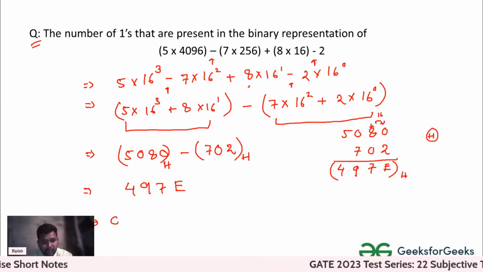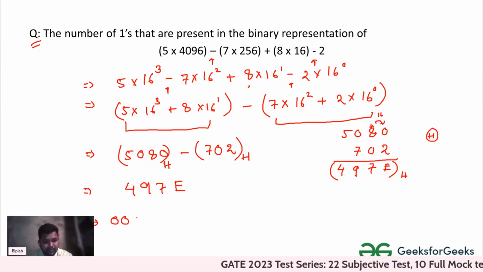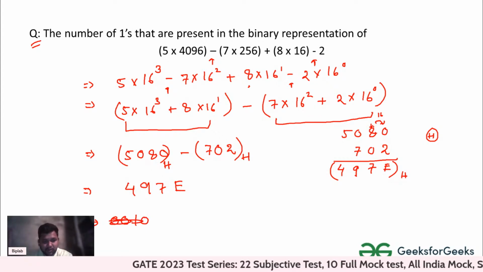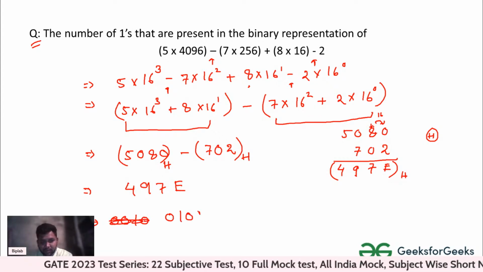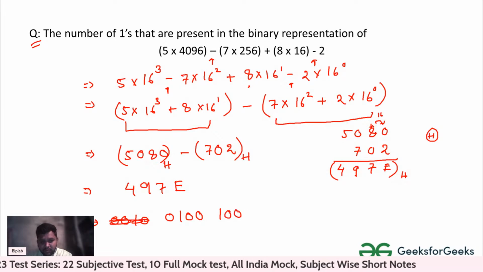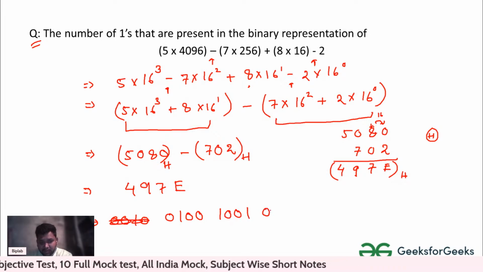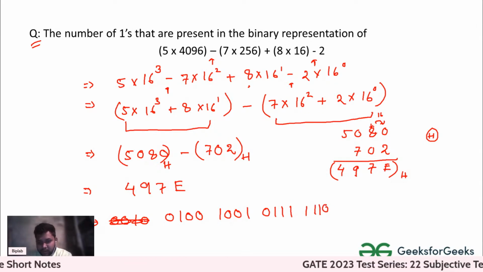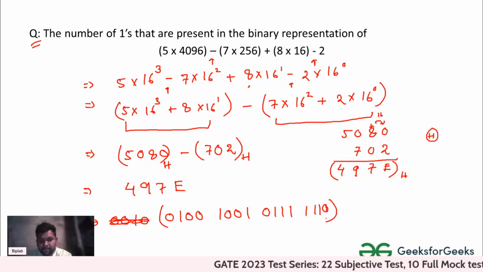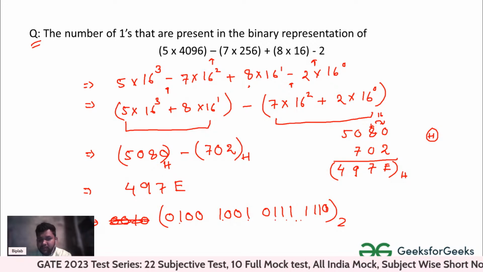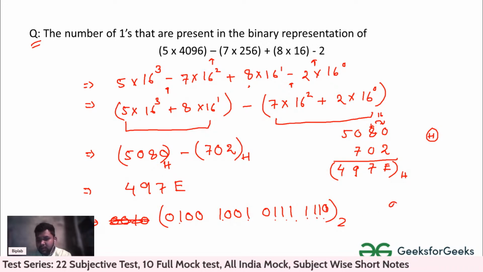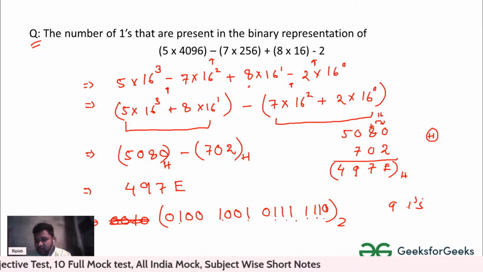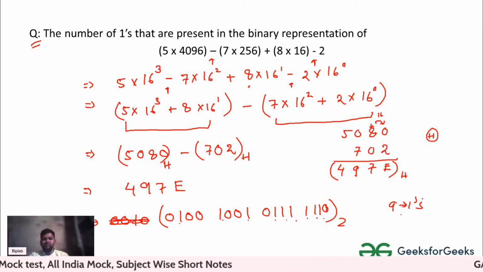Now you can convert it independently. 0100 1001 0111, and for E that is 1110. So how many ones do you have? 1, 2, 3, 4, 5, 6, 7, 8, 9. You have 9 ones.